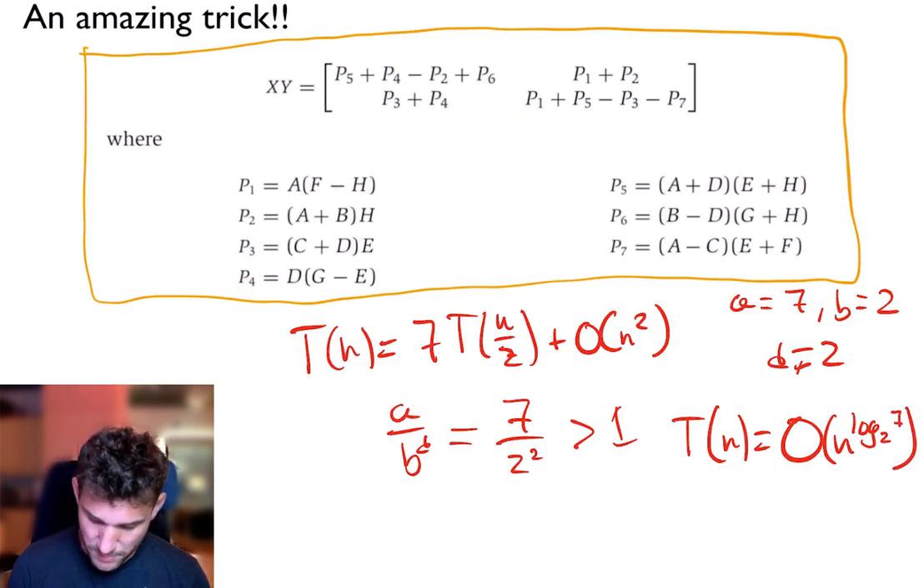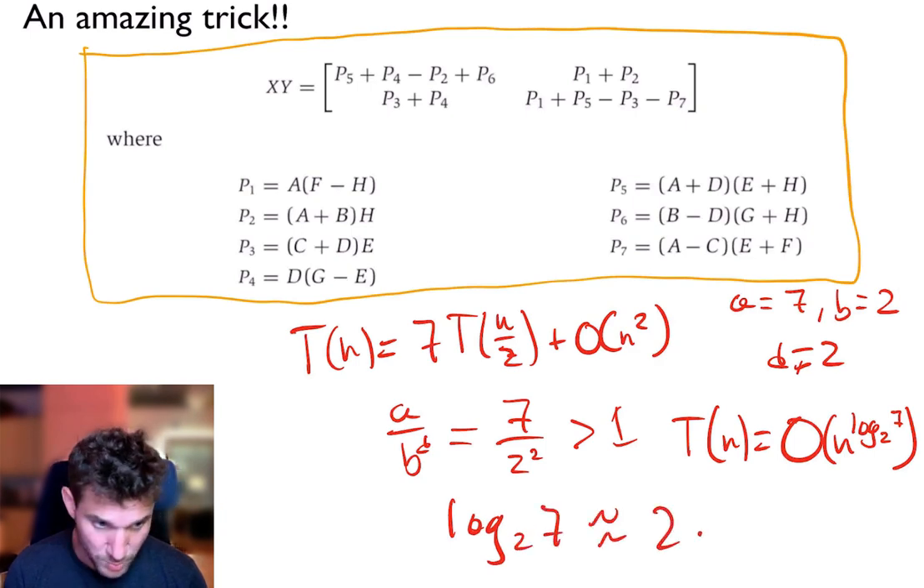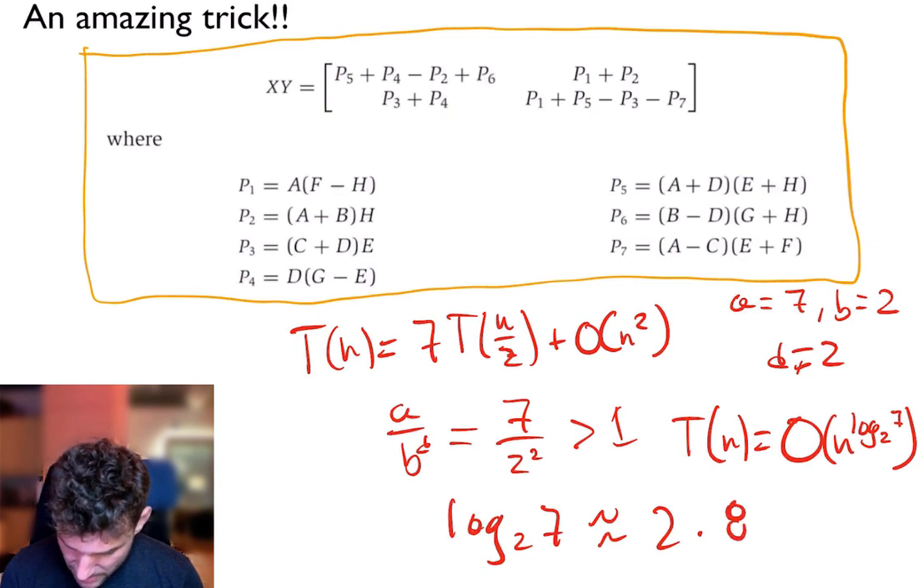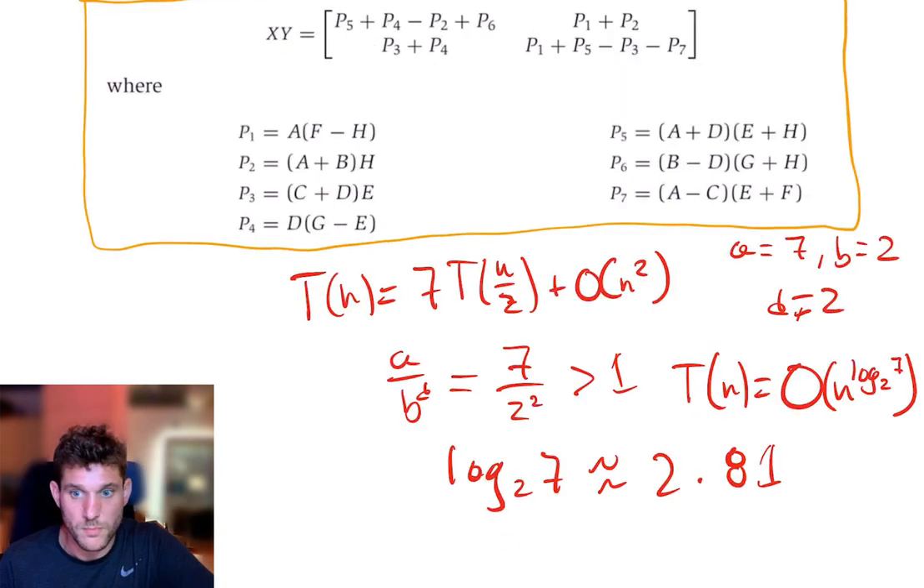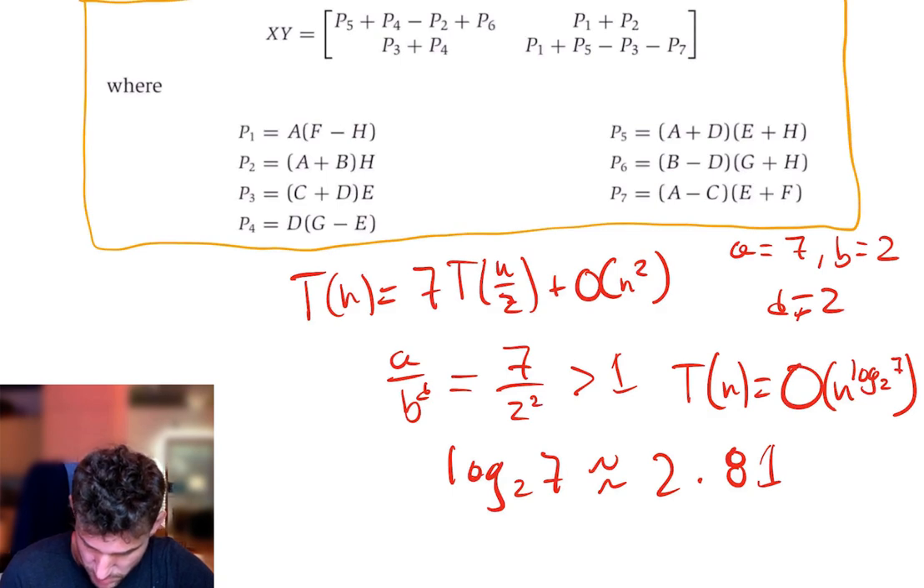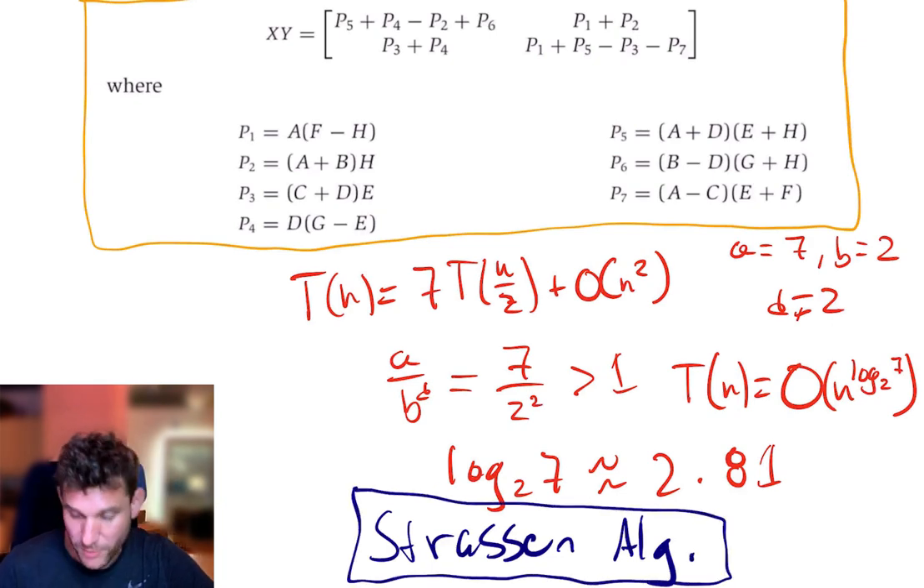If you're curious, log base 2 of 7 is roughly 2.81. 2.81 is still smaller than 3, so we actually now have a faster algorithm. It's not on the order of n cubed, it's on the order of n to the 2.81. And that's cool. I should emphasize that when this trick is used to do matrix multiplication, we call this the Strassen algorithm. It's a very well-known algorithm for matrix multiplication.